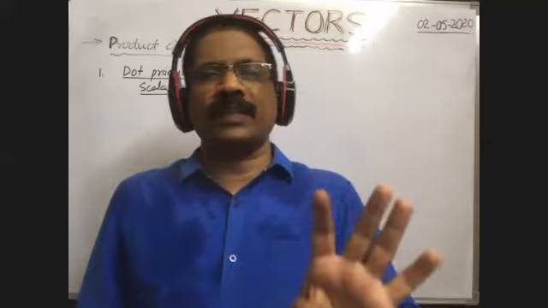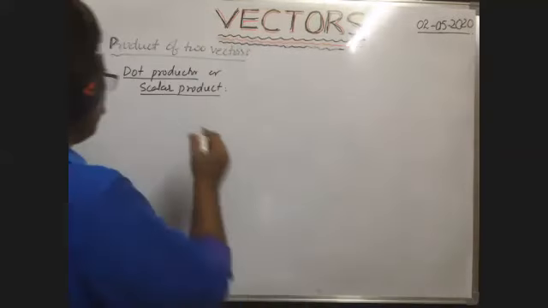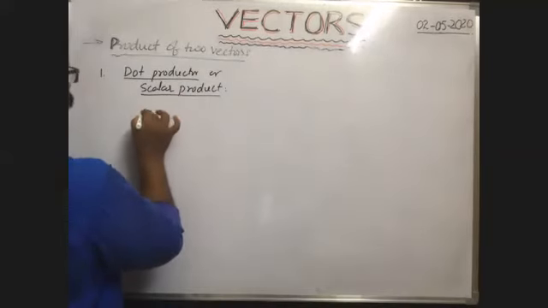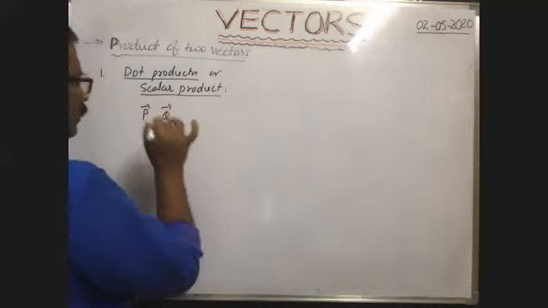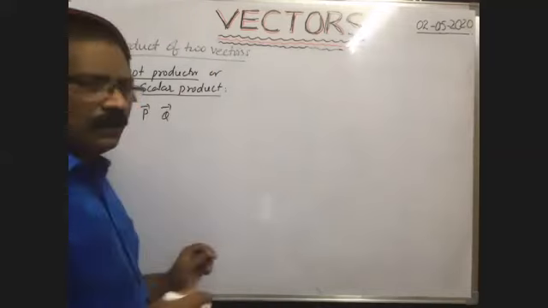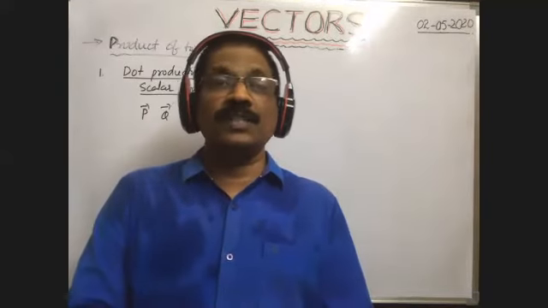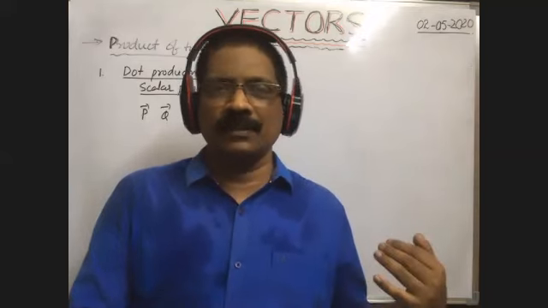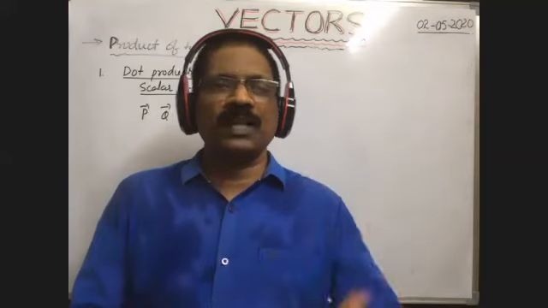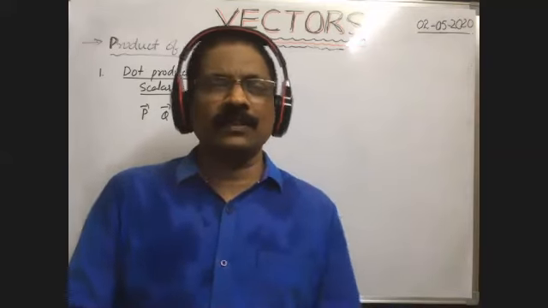Suppose there are two vectors p bar and q bar. An example for the product of two vectors being a scalar: force into displacement gives work done. Work is a scalar quantity. Already we discussed it. But force and displacement are two vectors. That means the product of two vectors gives a scalar. There is a possibility.